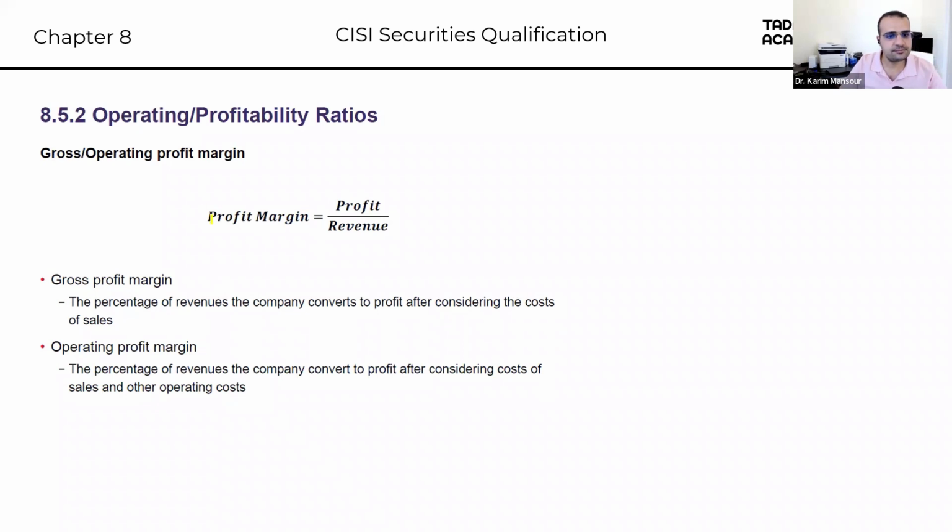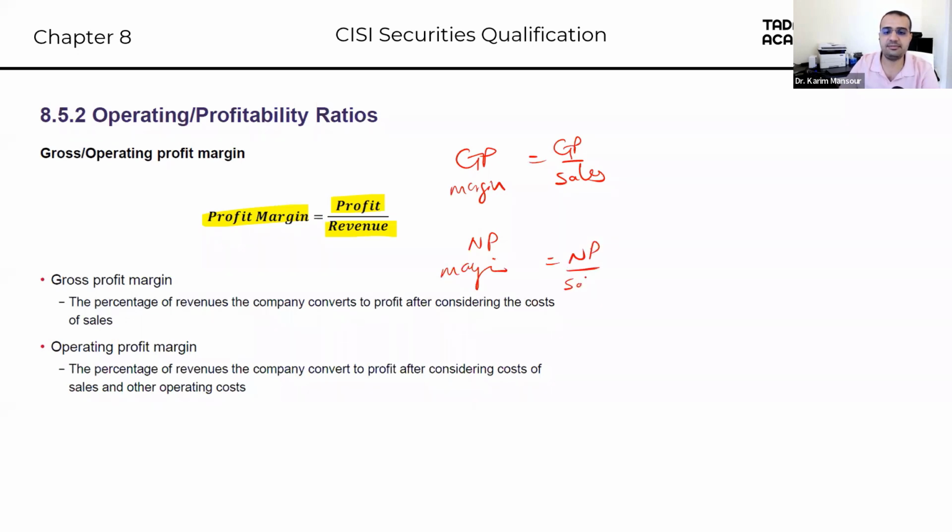Profit margin. How much profit over how much sales? So this can either be your gross profit margin, which looks at your gross profit compared to your sales. So this is your gross profit margin. Or your net profit margin, which looks at your net profit over sales. That means how much profit are you generating from every $1 of sale? Again, the higher, the better.